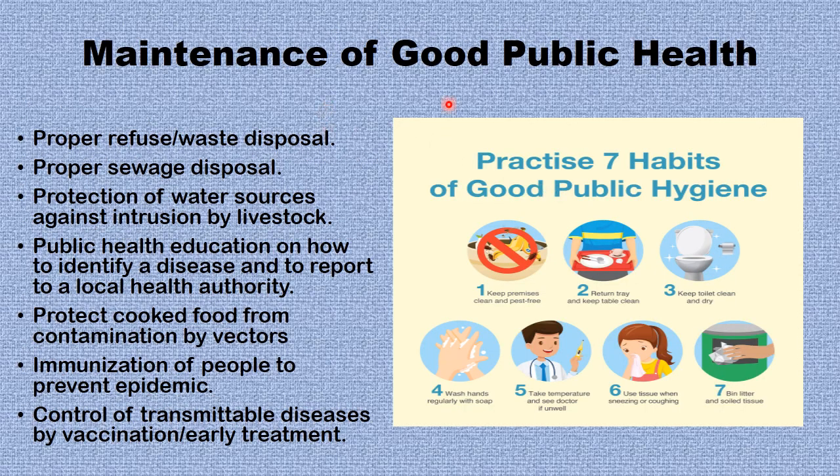Now, moving along, we are going to be looking at the maintenance of good public health. Now, these are the ways to maintain good public health. Number 1 is proper refuse and waste disposal.